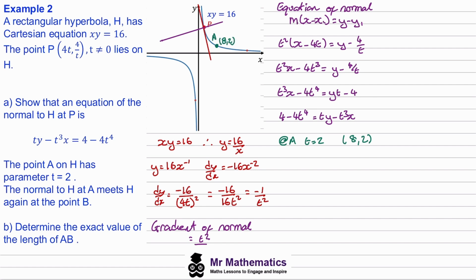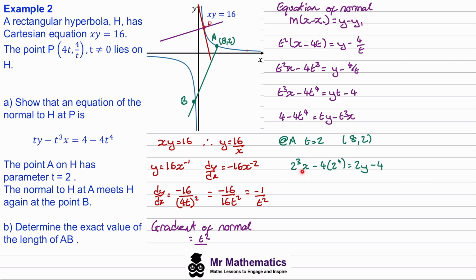And then we're told that the normal at this point intersects the curve again at point B. So I'll label this point here, point B. We need to work out the length A to B. We can work out the equation of this line by substituting t equals 2 into our general equation for the normal. So we'll get 2 cubed x minus 4 lots of 2 to the 4 will equal 2y minus 4.